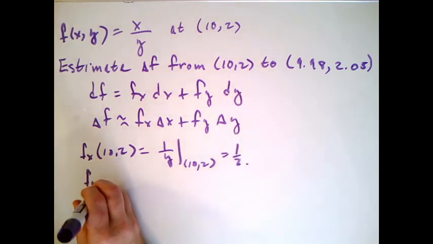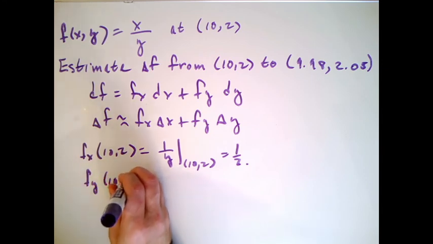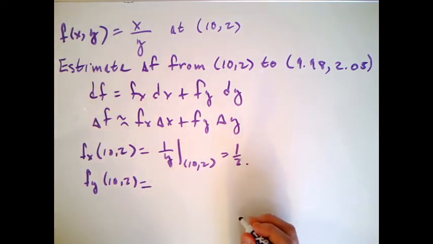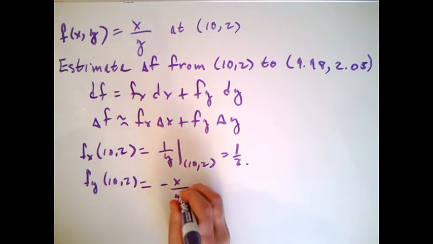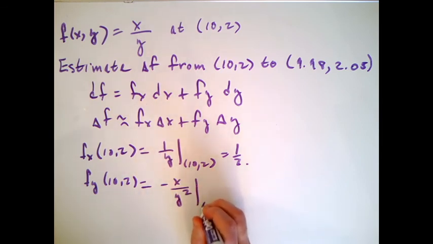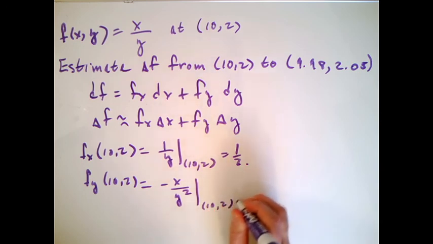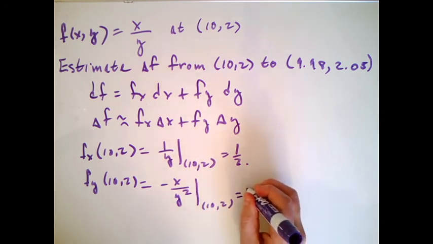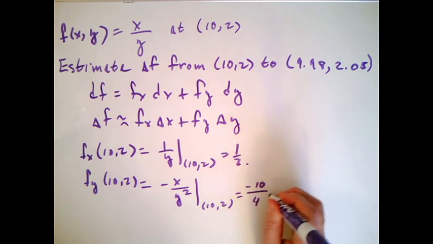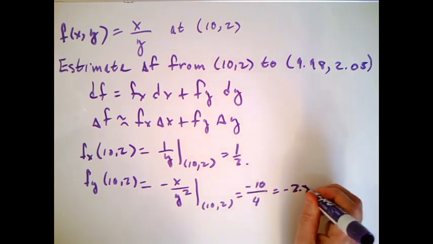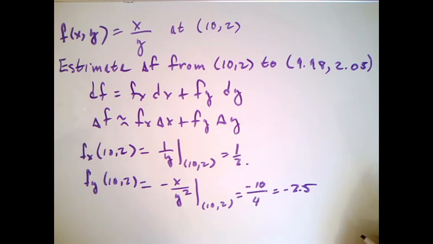Fy at 10, 2, I'm going to take the derivative with respect to y. I'm going to get minus x over y squared at 10, 2. That's going to be minus 10 over 4. I'm going to write it as minus 2.5. I'm avoiding the fractions if I can.